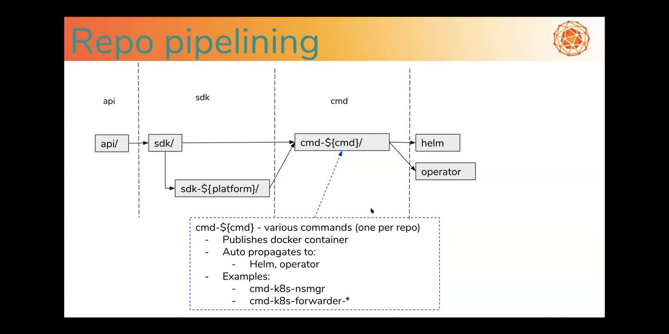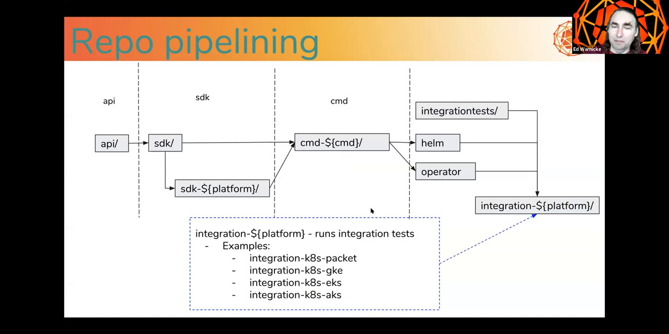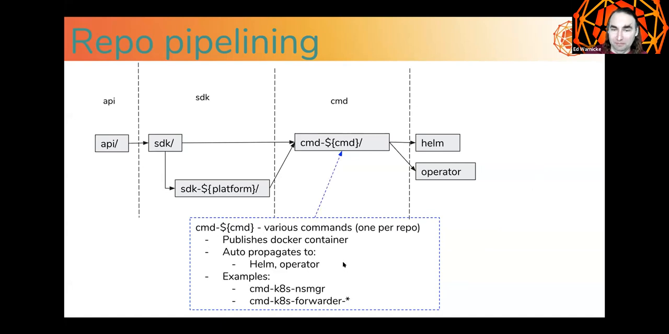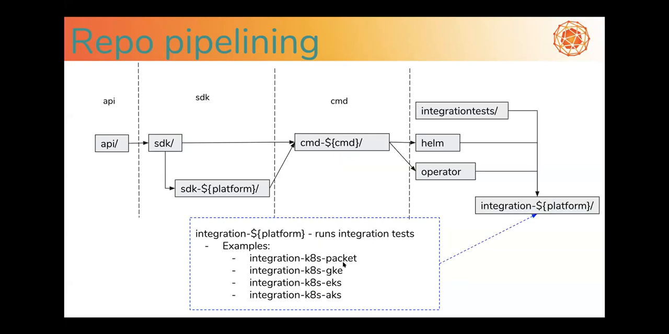Uh-huh, okay. But it has the nice effect that they only end up depending on the things that matter to them, right? So for example, the K8s network service manager command repo probably doesn't depend on SDK VPP agent, right? So it's not going to get updates from SDK VPP agent.